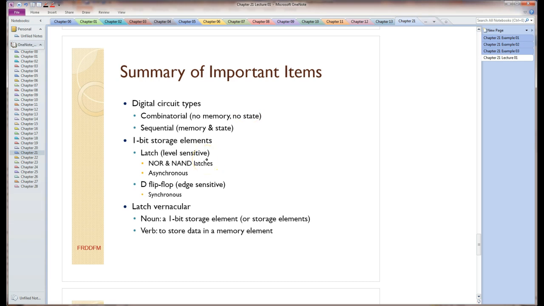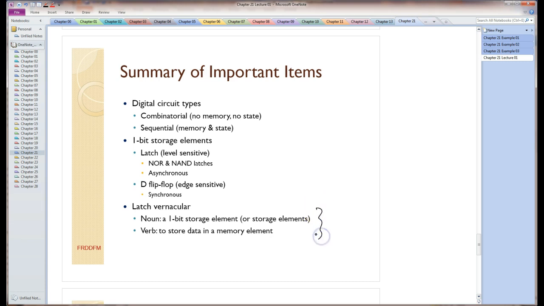So we've been looking at 2 types of 1-bit storage element. Initially we looked at latches. We consider those to be level sensitive and asynchronous, as opposed to flip-flops, which are edge sensitive, and the edge they're sensitive to is generally a clock edge, so all the changes are synchronized to the clock edge, so we consider those a synchronous circuit.